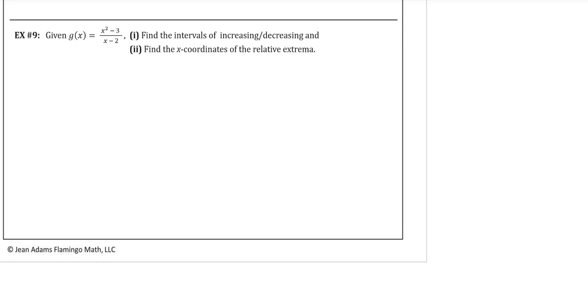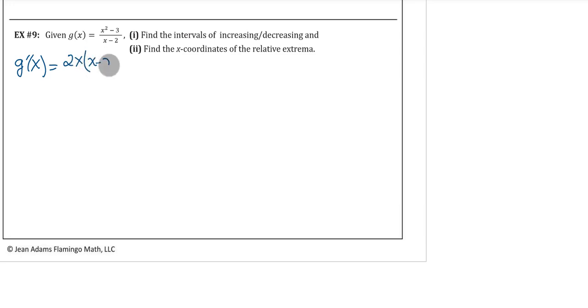So first thing we're going to do is find g prime of x, and we're going to have to use the quotient rule. So g prime of x is going to equal 2x times x minus 2 minus x squared minus 3 times 1 all over x minus 2 squared. Just to make a little note here, you want to remember x cannot equal 2.